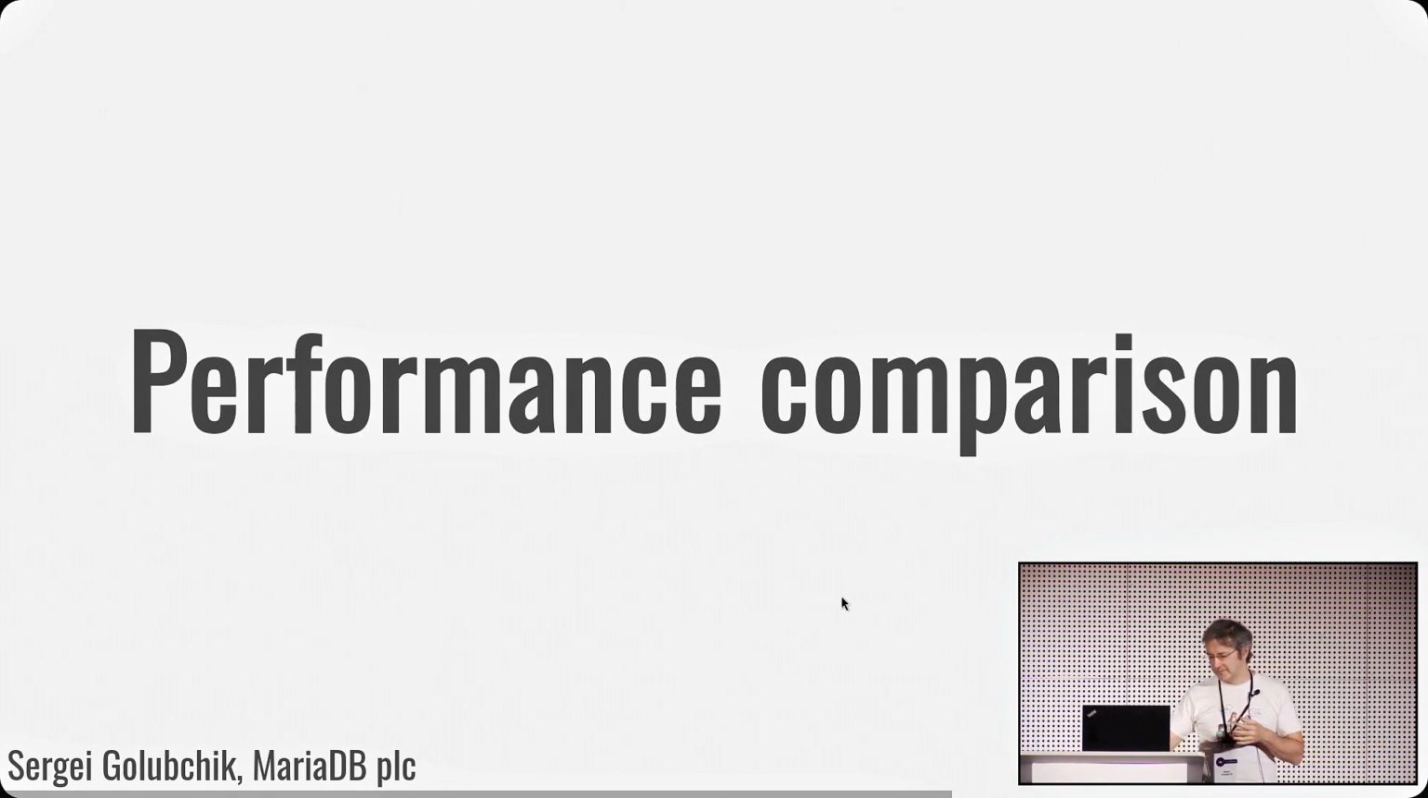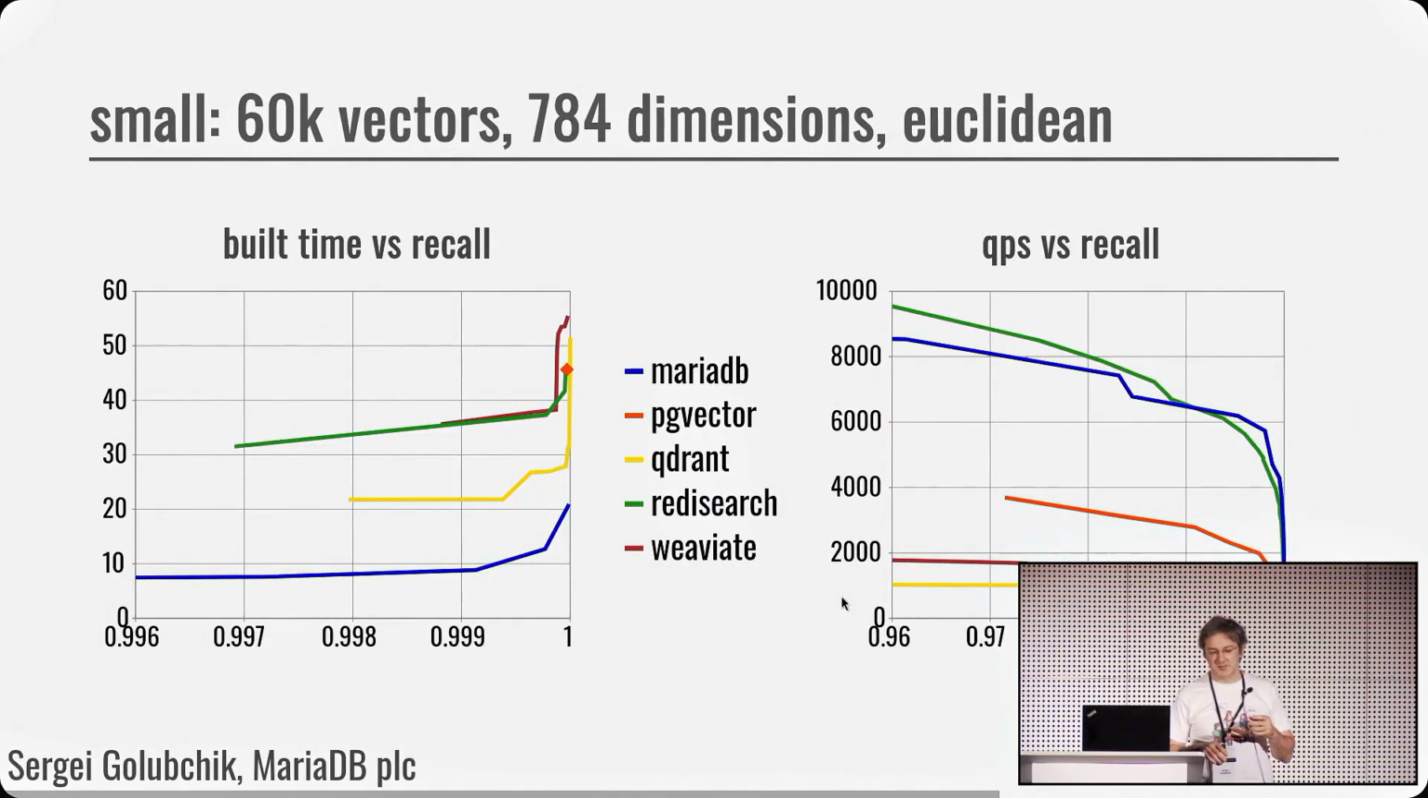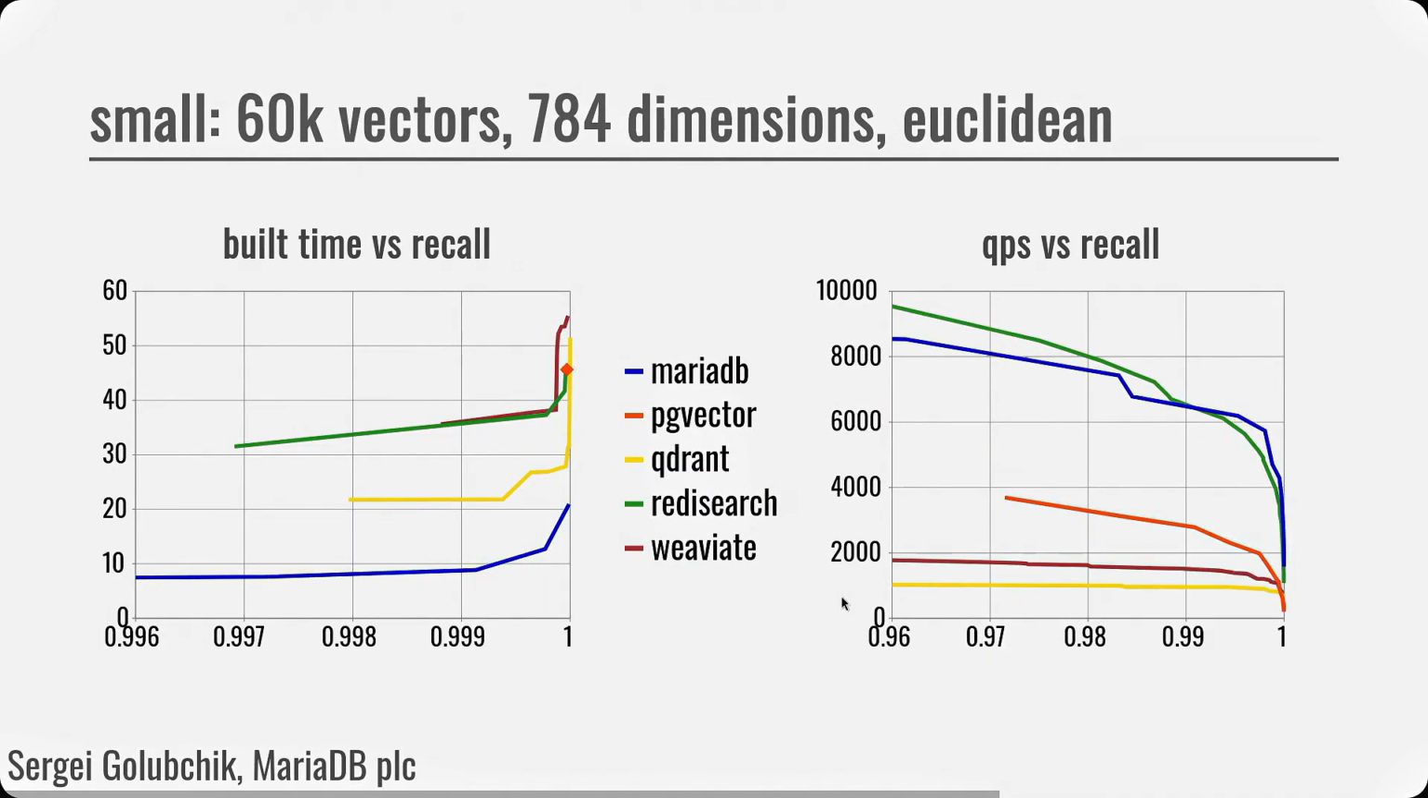And now I'll show a real data performance comparison with other vector stores, vector databases. I was using the ann-benchmarks toolkit for approximate nearest neighbor vector search, and all the vector databases it supports. So this was MariaDB, pgvector, Qdrant, Redis search, and Weaviate. Qdrant and Weaviate are dedicated vector databases specialized specifically in vectors, and Redis search is vector search for Redis. Those slides show a small data set. It's simple and small, 60,000 vectors of about 800 dimensions each, Euclidean distance.